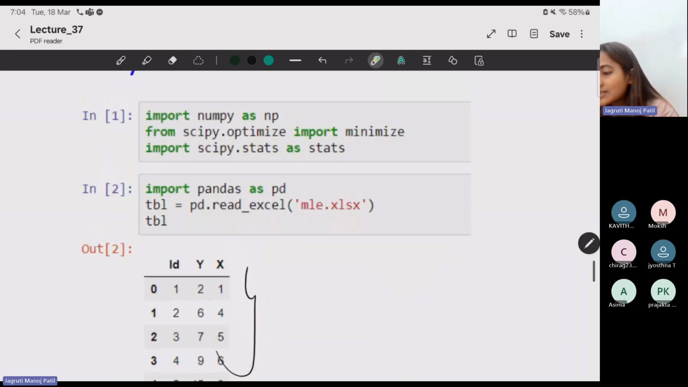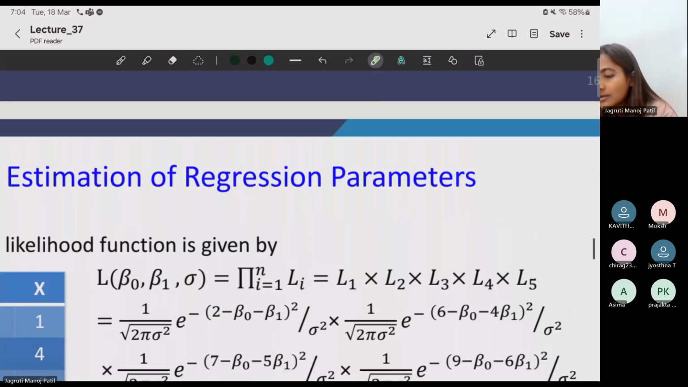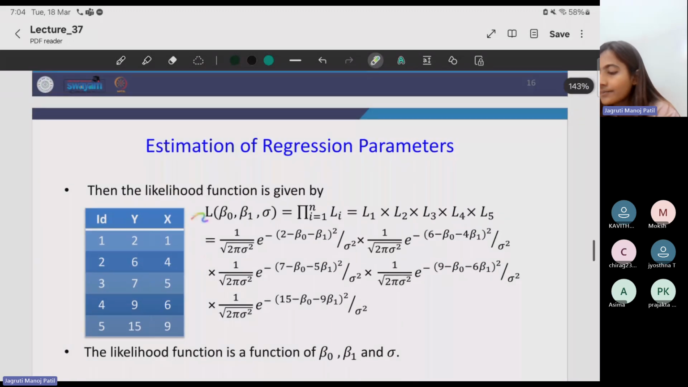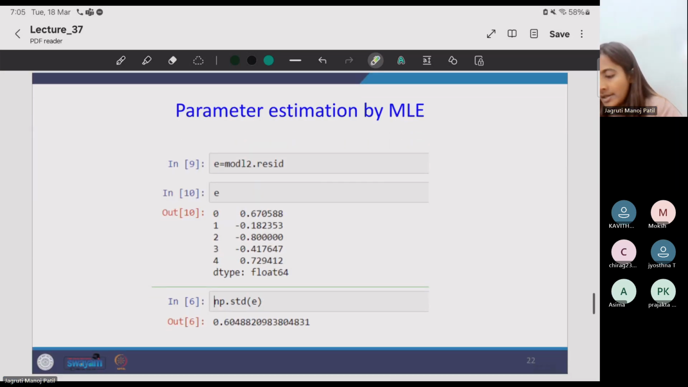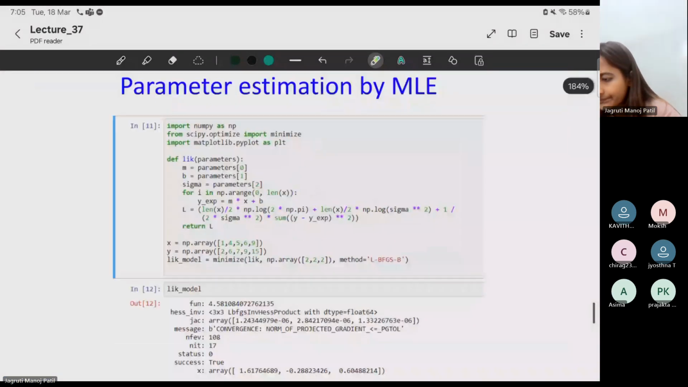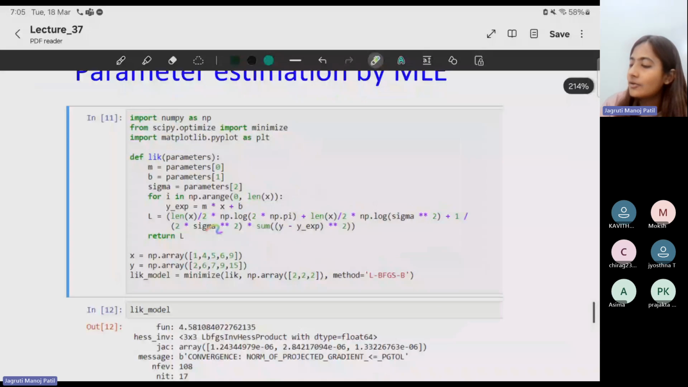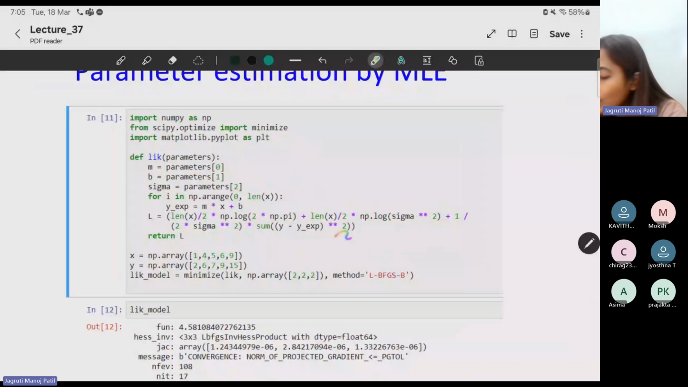It comes from this thing here. So you write it for one, you iterate it for the others. You take the length of it, there's this log of 2 pi, then again you have length by 2, then you have sigma square plus 1, you have 2 sigma square, you have the sum of y minus y exp whole square. Okay, so in Python, you don't do this thing for squaring, you do double multiplication for squaring.